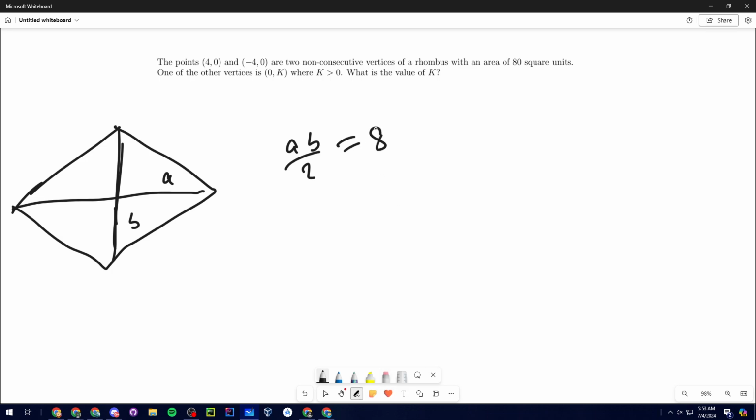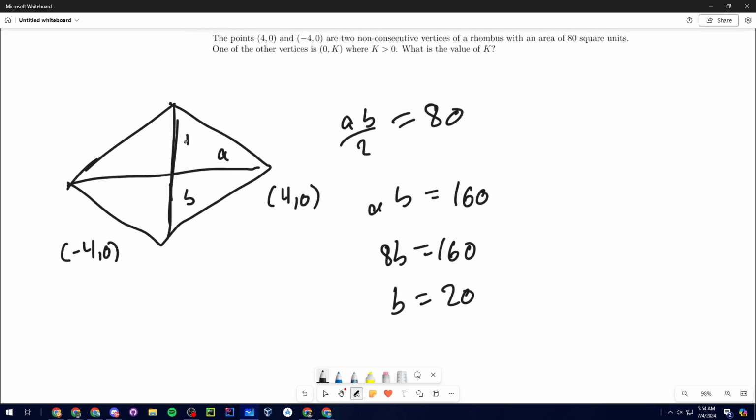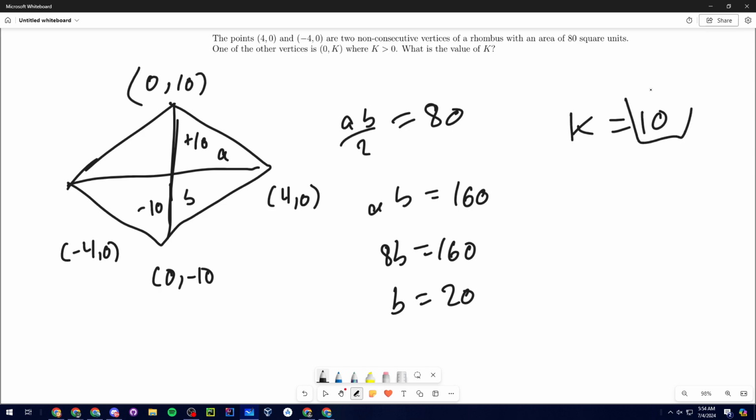So AB over 2, that's equal to area. And so AB is equal to 160. Now, what is B? Because we know it's negative 4, 0. Or no, sorry. A, we'll turn into A. We have 4, 0, and negative 4, 0, right? That gives A as the difference between the points, which is just 8. So 8B is equal to 160. That just ends up B equals 20. So then that's plus 10 in this direction and minus 10 that direction. So it is 0, negative 10, 0, positive 10. That just means that K is equal to 10. So it's greater than 0. So K is equal to 10.